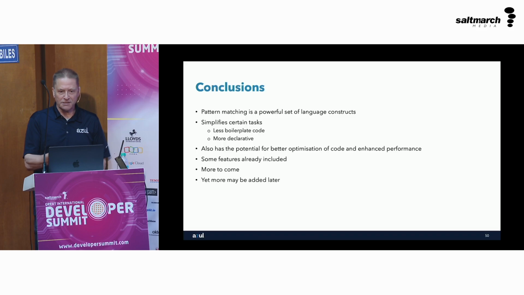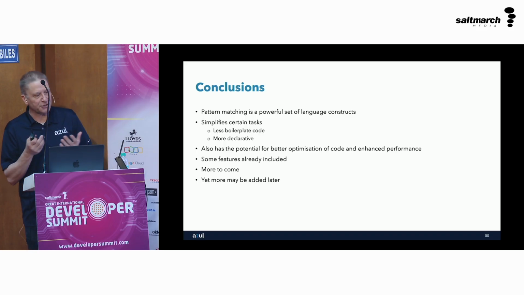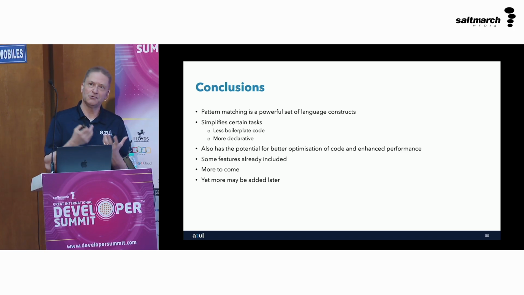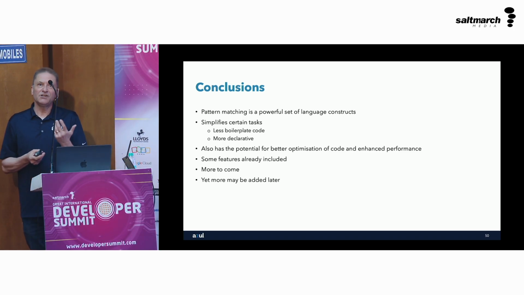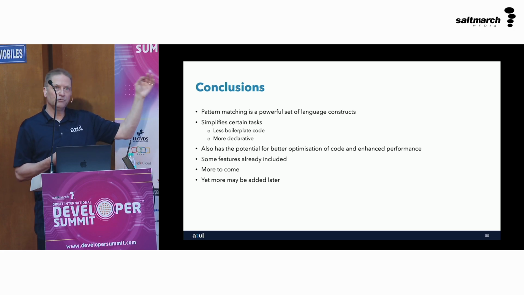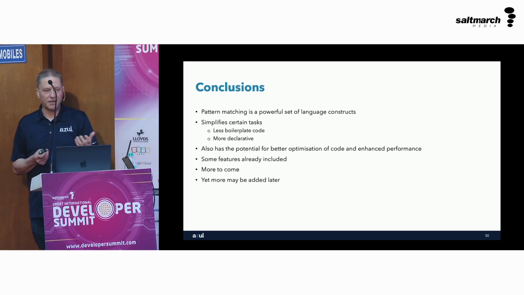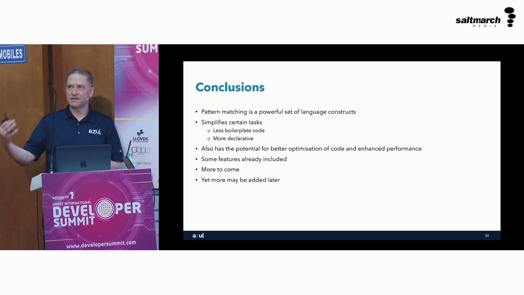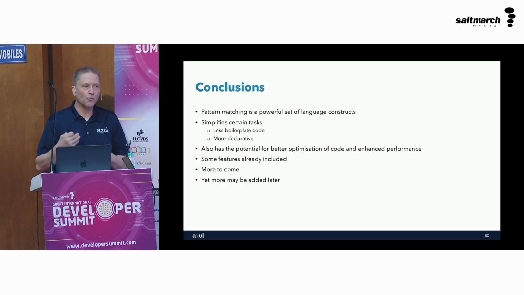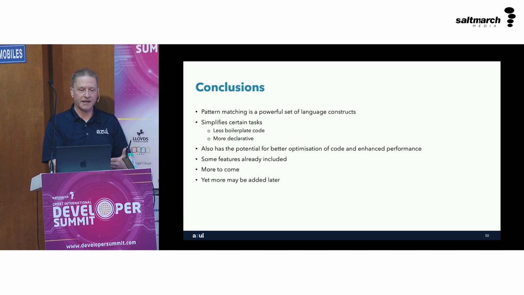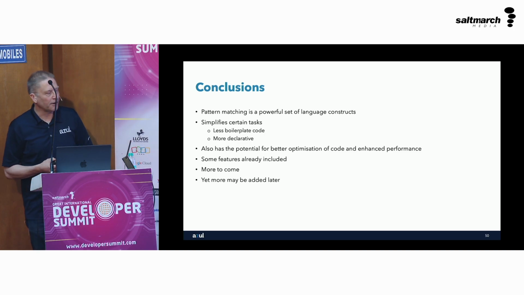Right, just to summarize then, pattern matching is a powerful set of language constructs. There's a lot to take in there. It definitely simplifies certain tasks. It's very good for that. It generates less boilerplate code, makes your code more declarative, and should therefore be easier to read. There's also some interesting work going on in terms of, even though this looks a lot like syntactic sugar, some work where we could improve the efficiency and therefore the performance of the code that's generated underneath. So there's some definite work going on there.